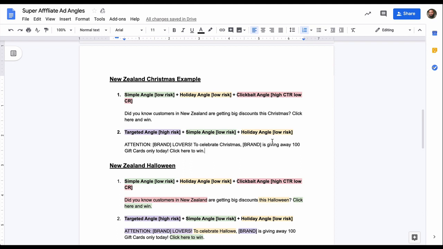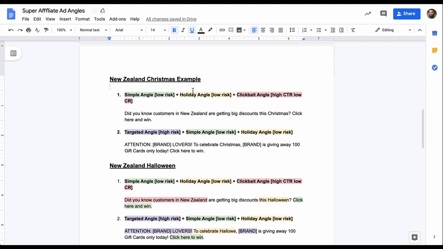Now, that's already given me 2 angles, right? And it was just merging these 3. I could easily remove one of these and then slightly modify the ad angle, and now I have a completely new angle. So I have 3. I can remove one of these or something, and then I can have a completely different ad angle, and now I have 4. So I now have 4 ad angles that I can test on one single offer or campaign.